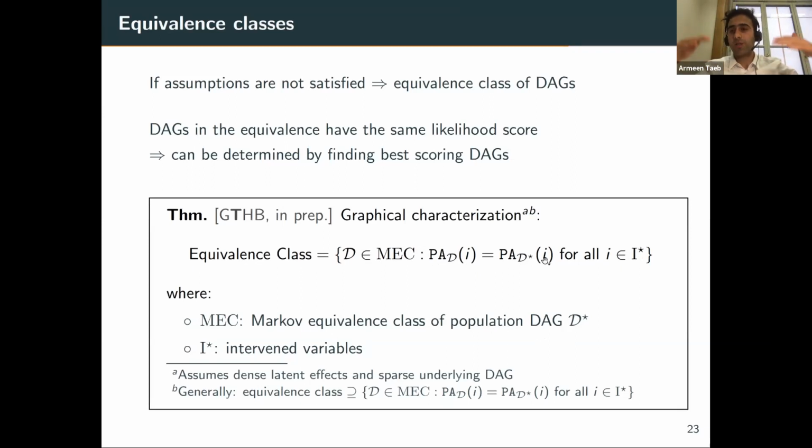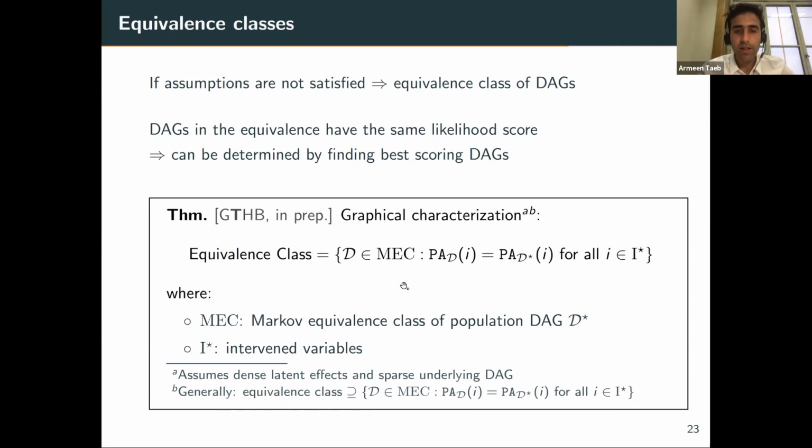Again, for those nodes that you've intervened on, you're fixing the parents, you're searching among DAGs in the Markov equivalence class and choosing ones that have the same parents on those nodes that have been intervened on as the parents of the true underlying DAG. This also demonstrates how every additional perturbation further refines this equivalence class, ultimately to the point where you have identifiability. Now, if you don't assume any condition on the latent effects, you have an equivalence class being a superset of what I've presented here.